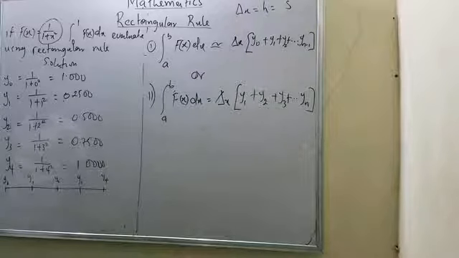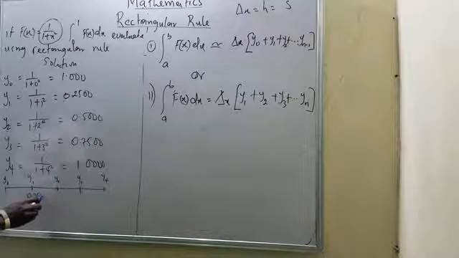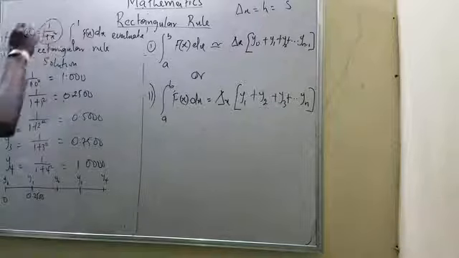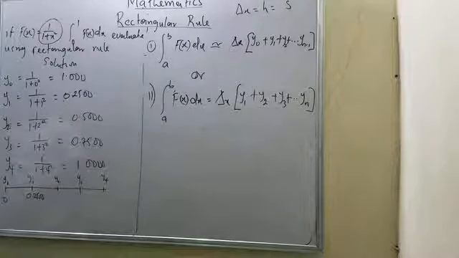Now, my y1 is y0. My y0, which is when x is 0. Now this one will be y1, 0.2500. This one will be 0 because we are talking about 0 to 1.